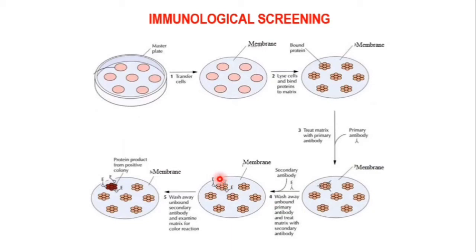Then we will wash this nitrocellulose membrane, and at that time the unbound secondary antibody will be removed.